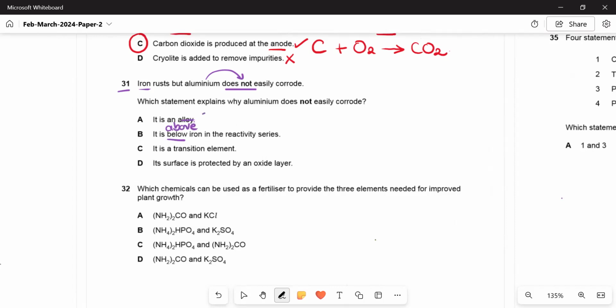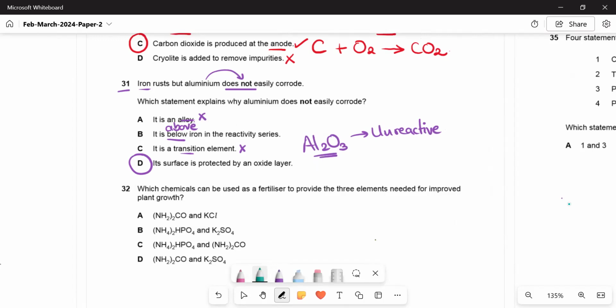And aluminium is also not an alloy. It's a transition element? No, aluminium is not a transition element. Its surface is protected by an oxide layer. This one is correct because aluminium forms a layer of aluminium oxide, which is completely unreactive. So it forms a shield around aluminium and makes it anti-rust.